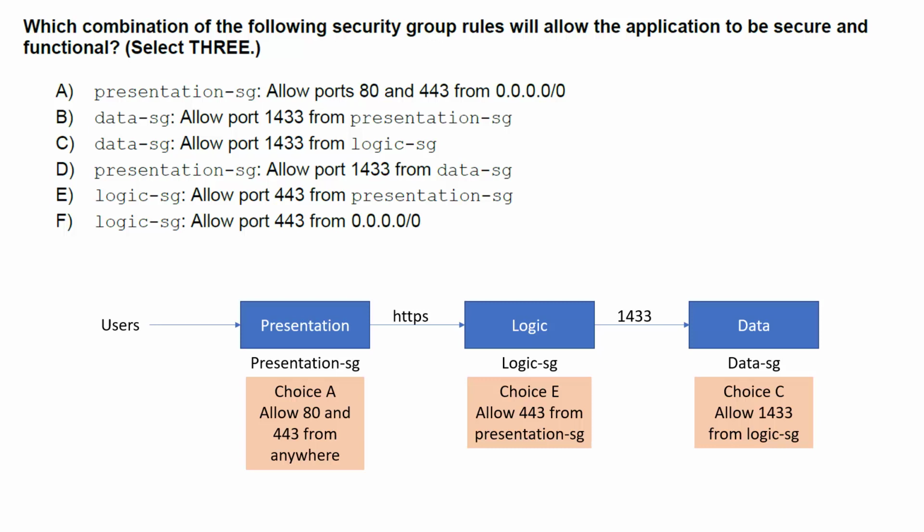Finally, choice F, the logic tier allows 443 access from anywhere. Now, our requirement is that only the presentation tier can talk to the logic tier. So this particular rule will not meet that requirement. So among these rules, only A, C, and E are valid.